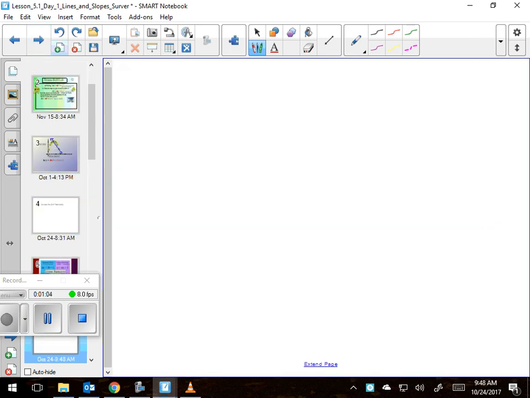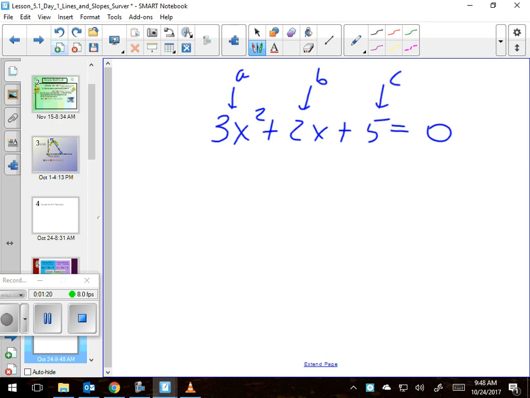You've seen these before. 3x squared plus 2x plus 5 equals 0. Do you know what form that's in? That's standard. And that's got the a and the b and the c just sitting right out there. It's handy because if I want to solve this, I could use x equals negative b plus or minus the square root of b squared minus 4ac, all over 2a. And you need a, b, and c to be able to use that formula, right? Okay, so that's handy for that.